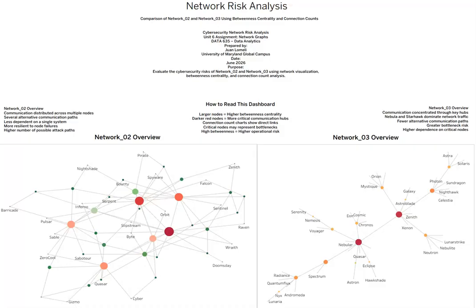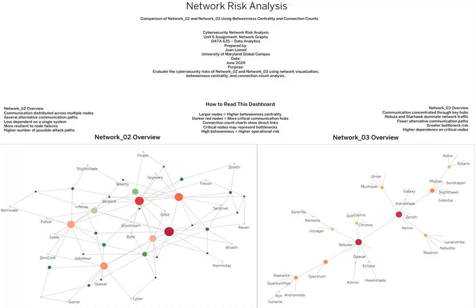Starting with Network 2, we can see a highly connected network with multiple communication paths. While the network appears more chaotic, it is more resilient because communication can continue through alternate routes if a node fails. However, the large number of connections allows malware to spread more easily throughout the network. Overall, I classify Network 2 as more robust.